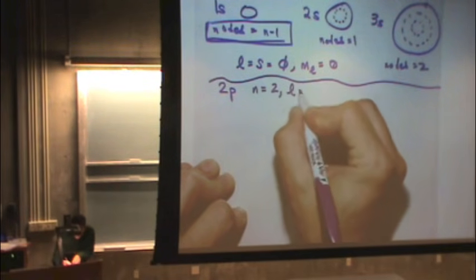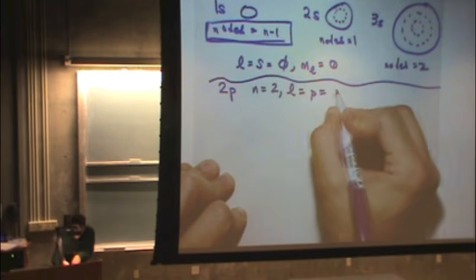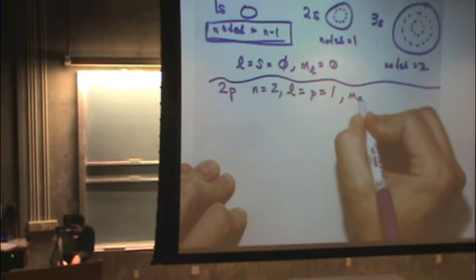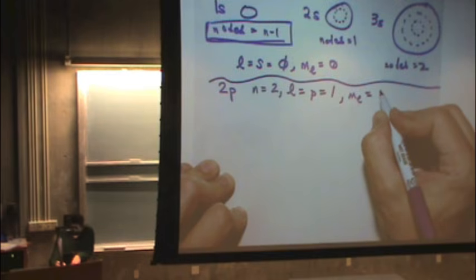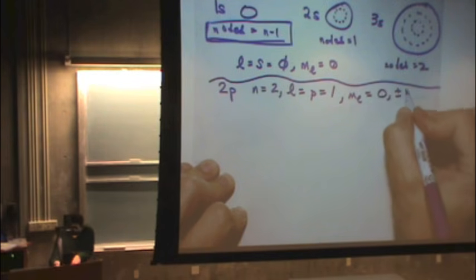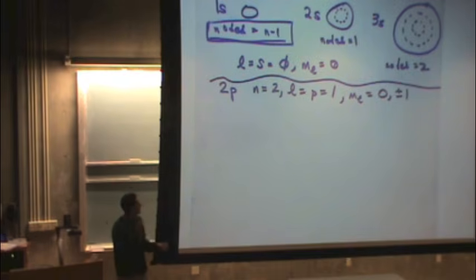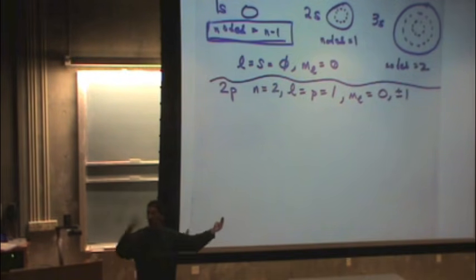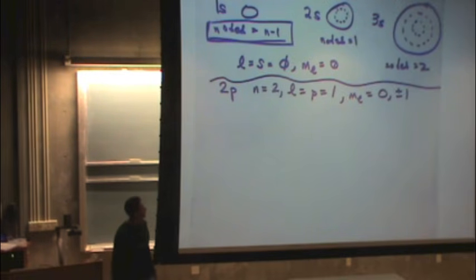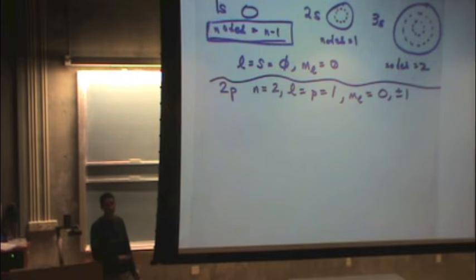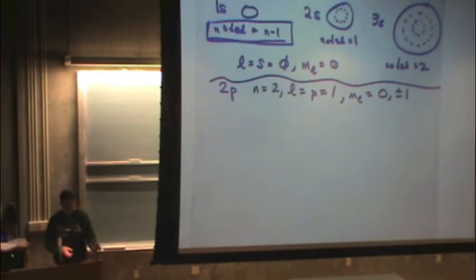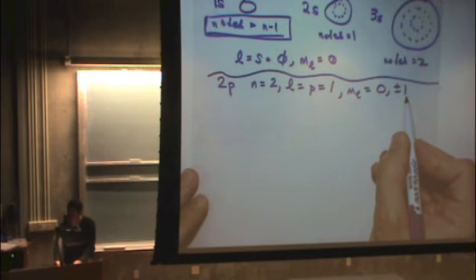For a p, however, again, what's n? 2, and L is? Yeah, it's the letter p, which is the number 1. That means m sub L is? Yeah, 0 or plus or minus 1. Meaning if L is 1, then m sub L goes from minus 1 all the way up to plus 1, or minus L up to plus L. So minus 1, 0, plus 1. There's 3 values of m sub L. That means there's how many orbitals? 3. Okay, so the number of orbitals always matches the number of values of m sub L.